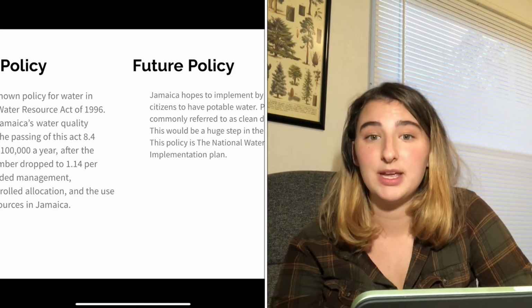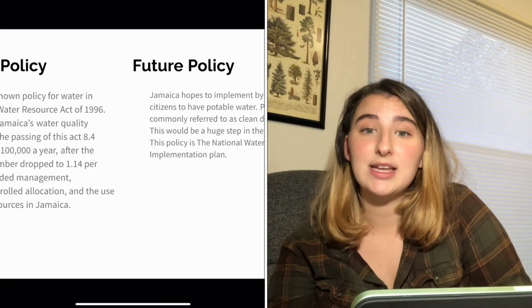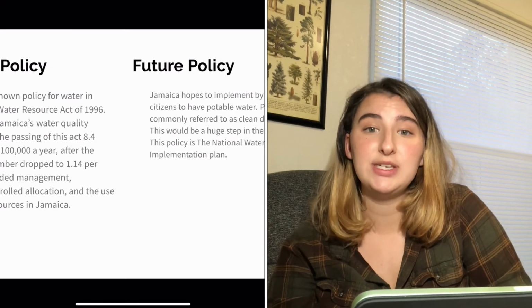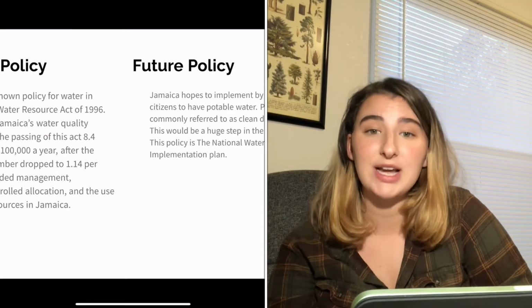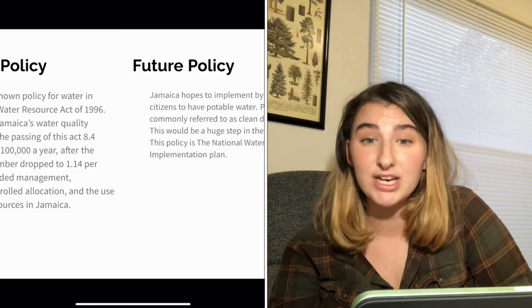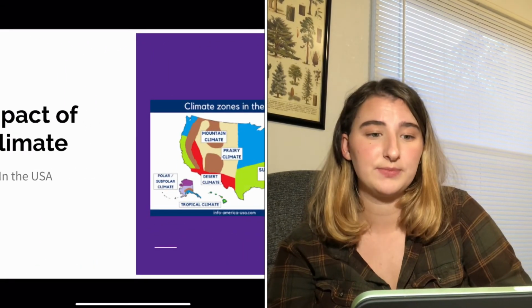The impact of climate in Jamaica. Jamaica is a tropical region, so it has 2 seasons, dry and wet. The dry season sees severely low rainfall, which causes devastating droughts.